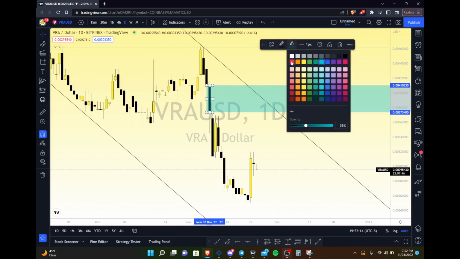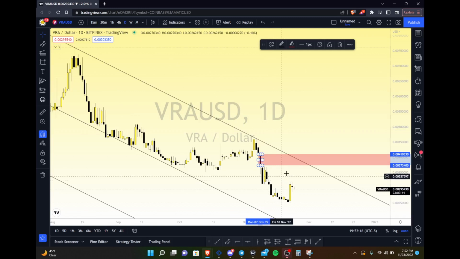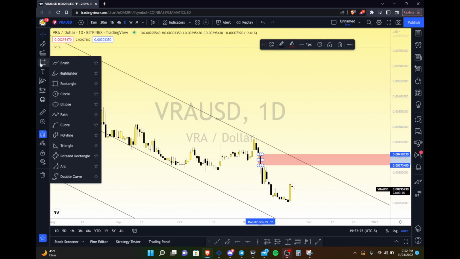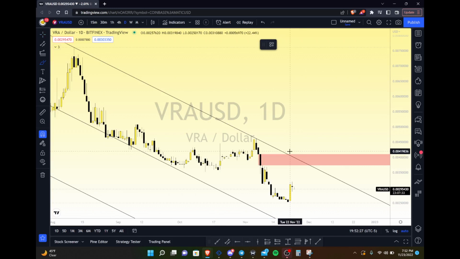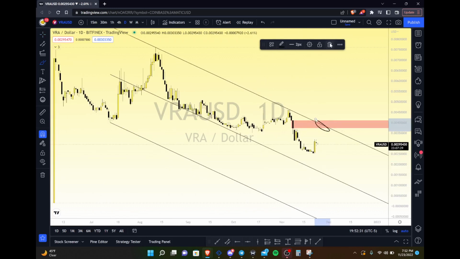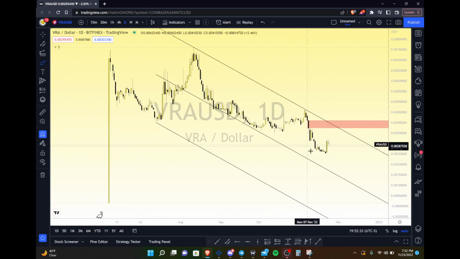Let's change that to red. So watch for this to be the level where VRA potentially gets to, and then potentially starts to pull back from. It has a lot of confluence right here. You have the fair value gap here, and then the top side of this descending channel potentially. Again, it's still fairly soon to call this a channel, but what we can call this is that it does have a descending structure to it.